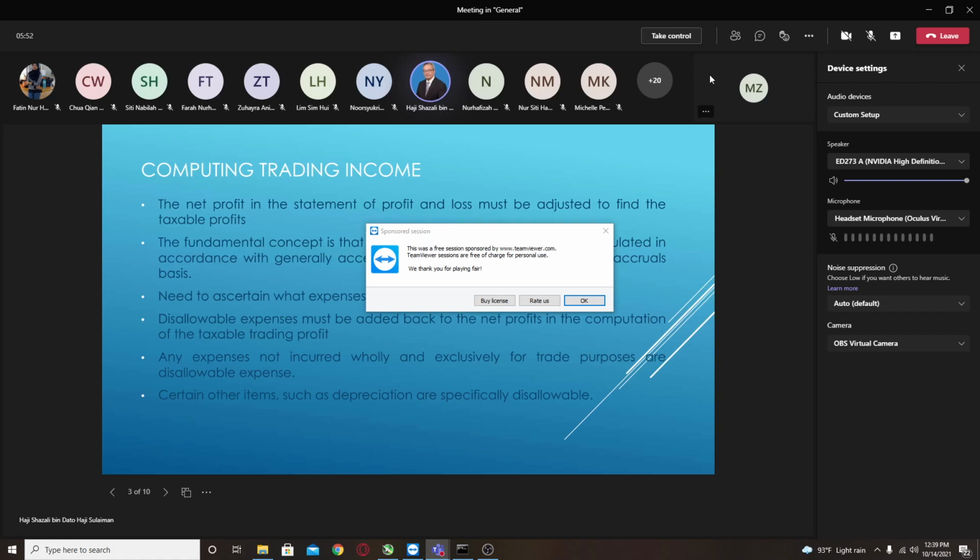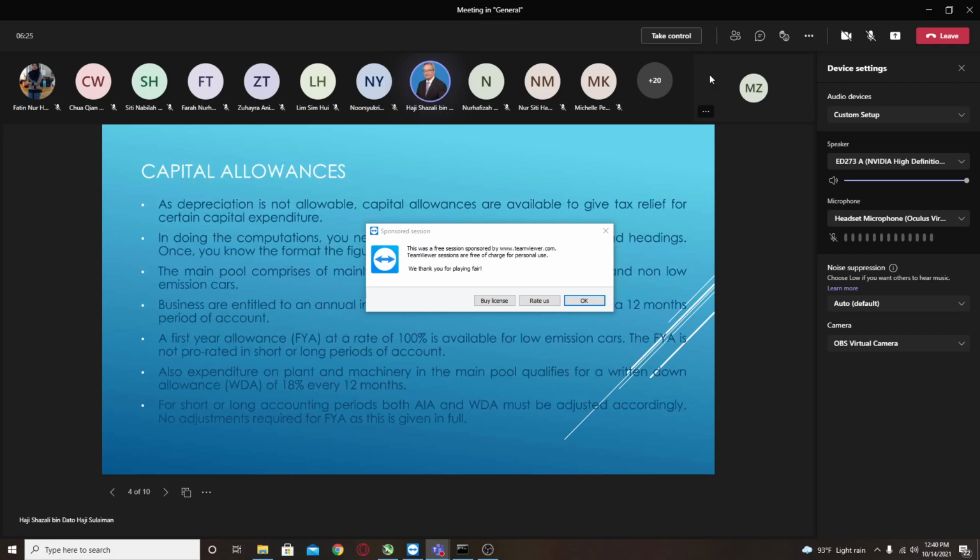So we need to see legal expenses that are related to a capital item, for example, if it's for drafting of a tenancy agreement, or relating to the purchase of a capital item, then it's not an allowable item. But if it relates to the recovery of a debt, and it is a trading debt, then yes, it is an allowable expense. And then last week I covered capital allowances.